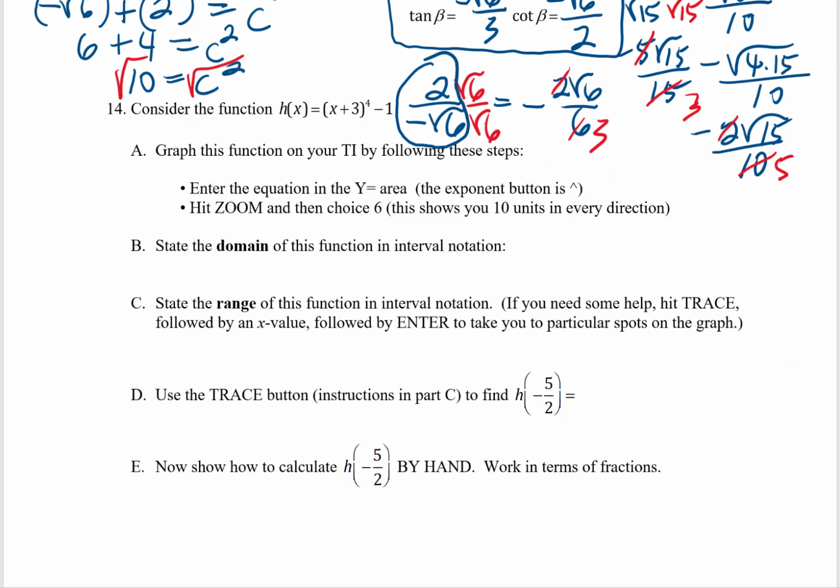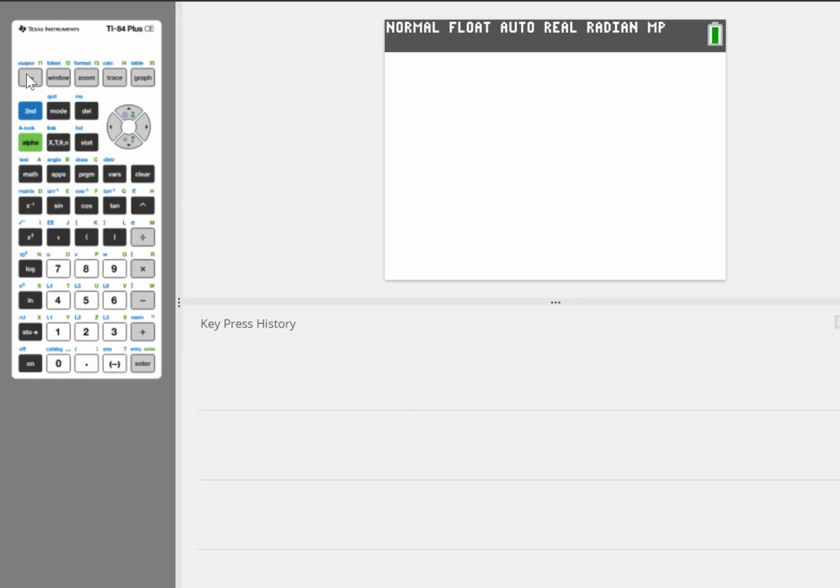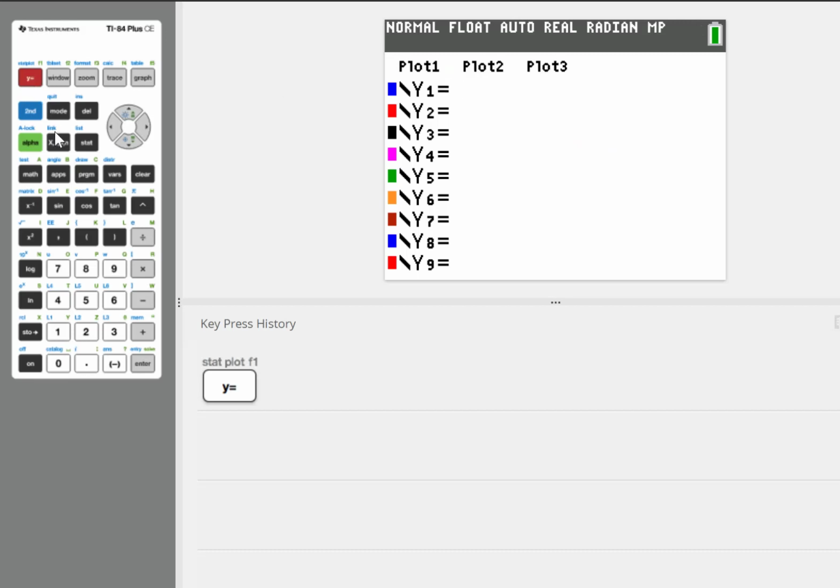For problem 14, we're being asked to take this function and graph it in the graphing calculator. We're going to go to the y equals area, and then we're going to hit zoom and choice 6. So here's the calculator. I'll go to y equals. I'll type in my function.